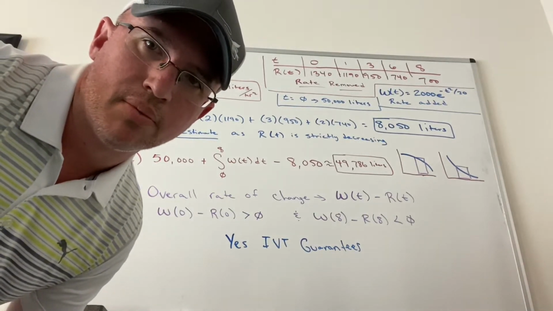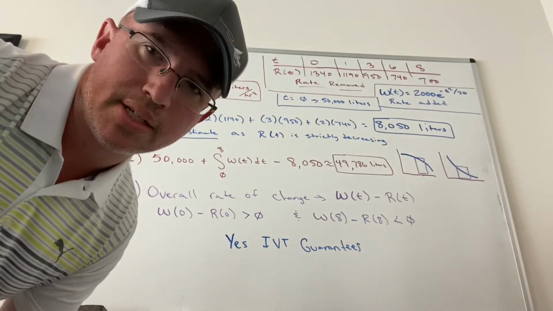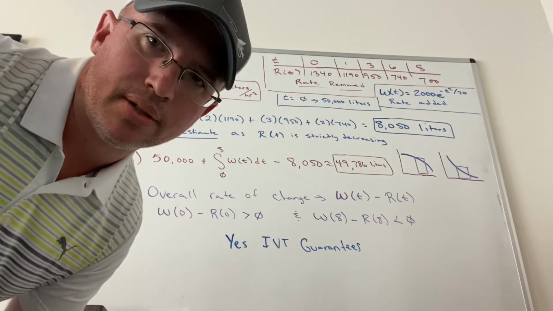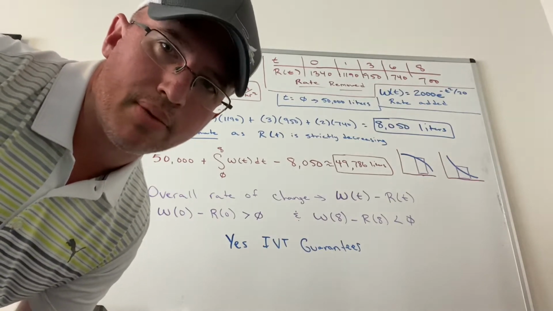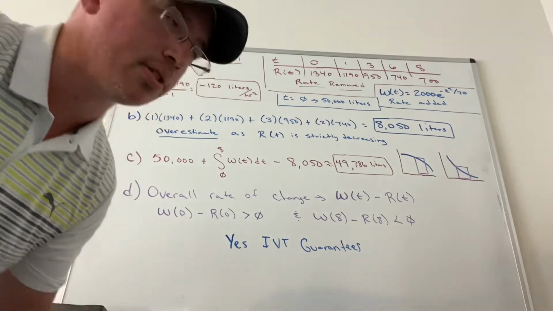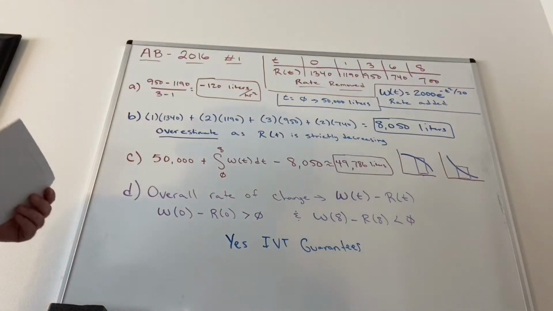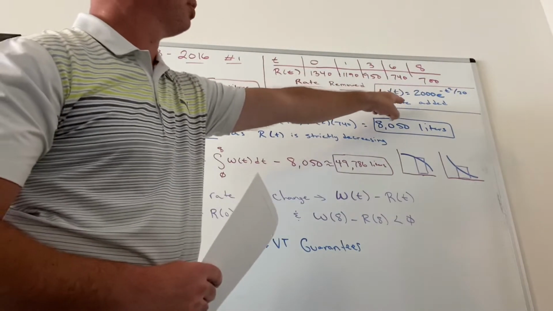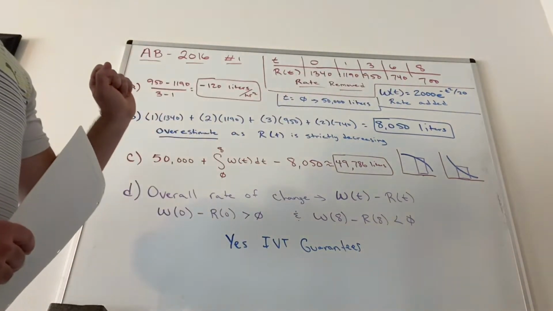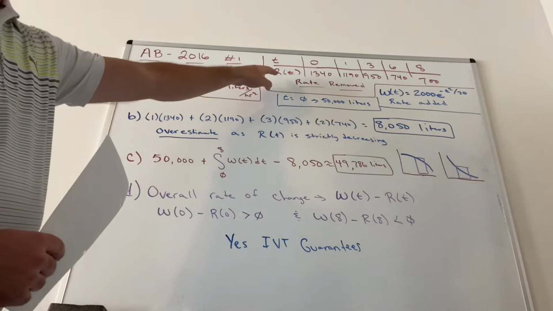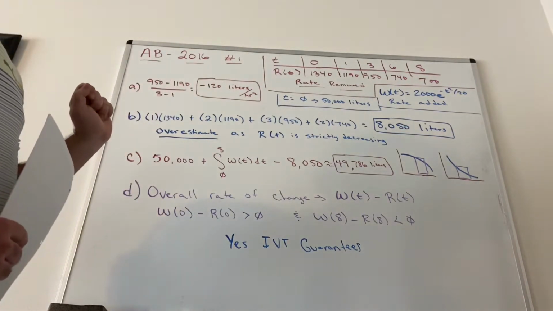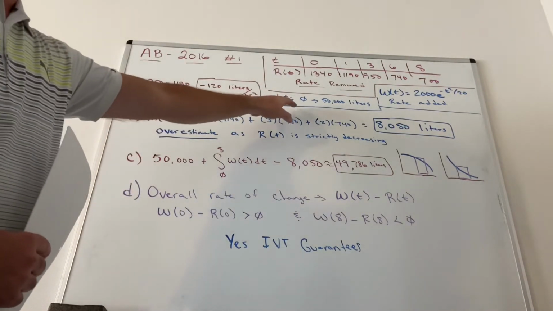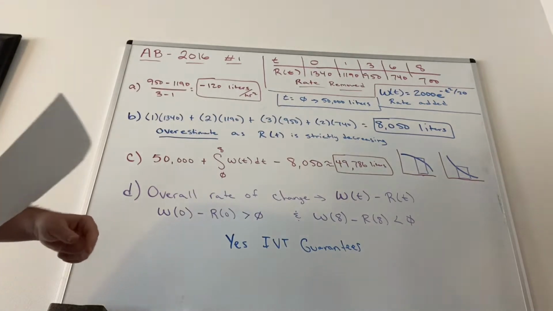This is question number 1 from the 2016 exam. It's a table question and it's a rate question at the same time. Our situation is we have water being pumped into a tank at this rate here. We have water being removed from the tank at this rate in the table, and we have an initial condition: at time 0, there is 50,000 liters.